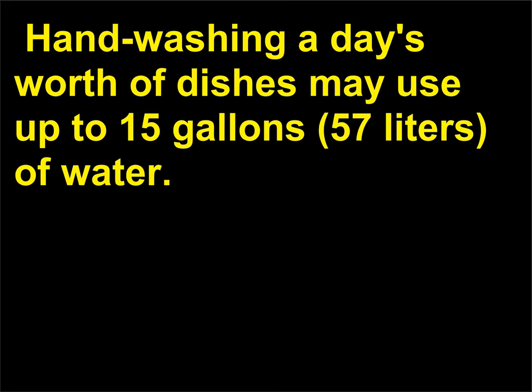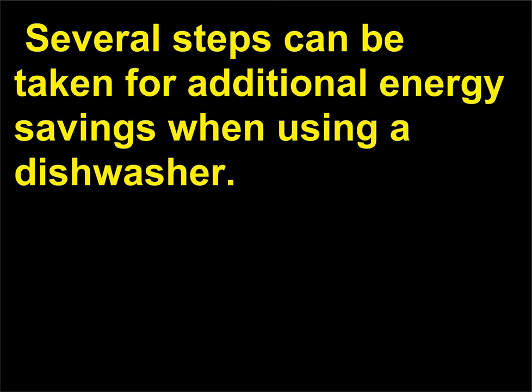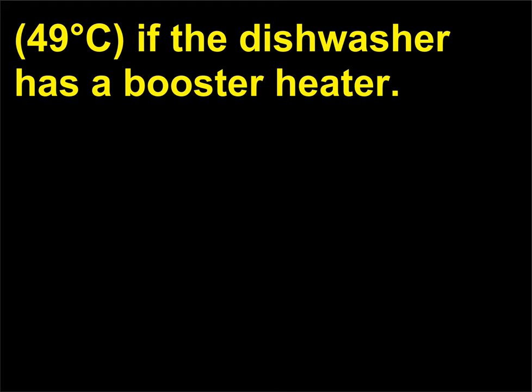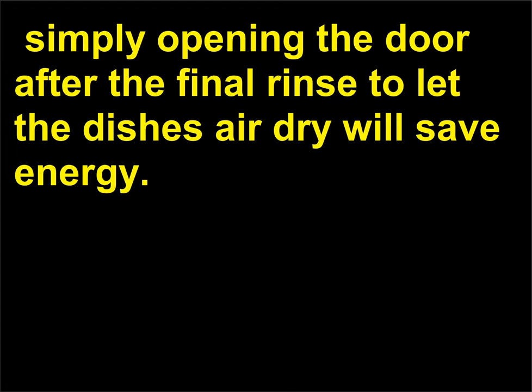One university study found that dishwashers consume about 37% less water than washing by hand. Several steps can be taken for additional energy savings when using a dishwasher. The setting on a home's water heater can be turned down to 120 degrees Fahrenheit, 49 degrees Celsius, if the dishwasher has a booster heater. While some machines feature a no-heat, air-dry setting, simply opening the door after the final rinse to let the dishes air-dry will save energy.